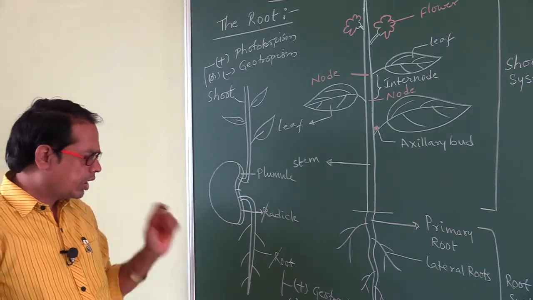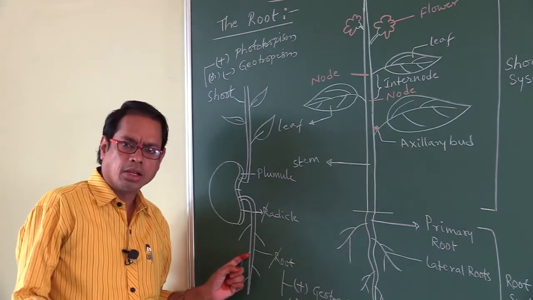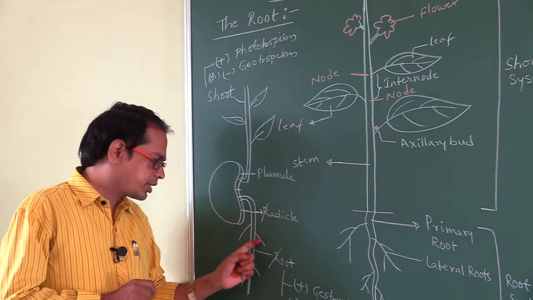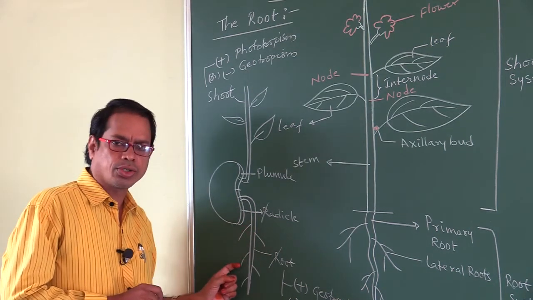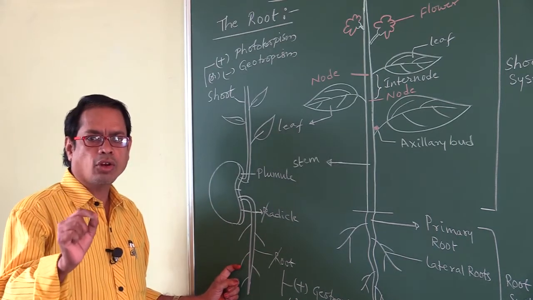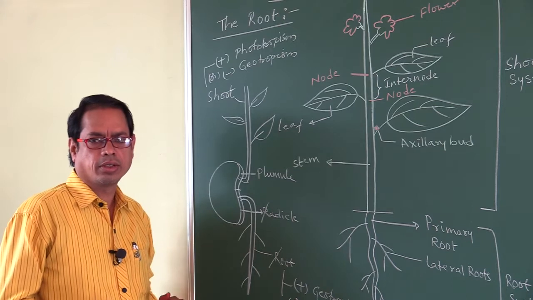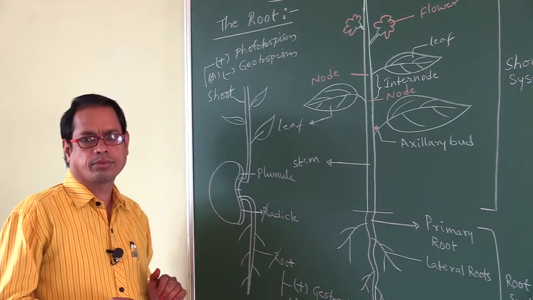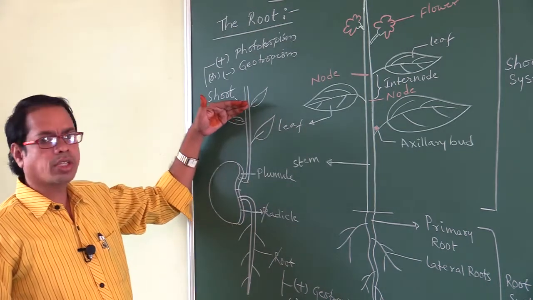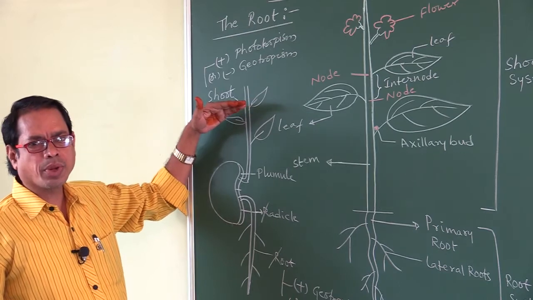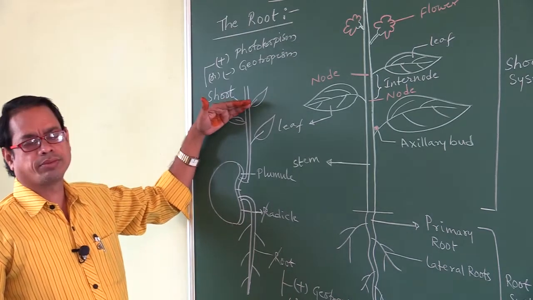Okay. Generally the roots are brown in color. It contains number of lateral roots. Nodes and internodes are absent. Buds are absent in root system. Nodes and internodes are present in shoot system. Buds are present in shoot system.